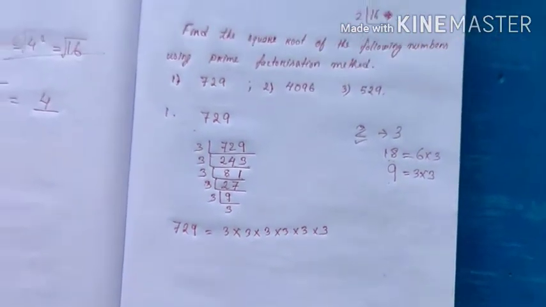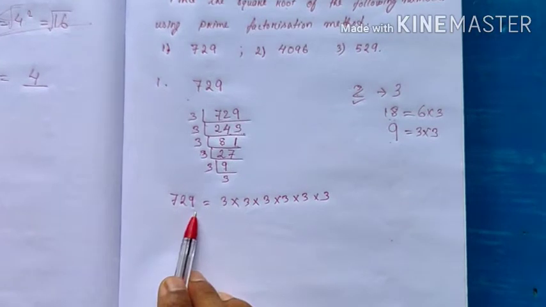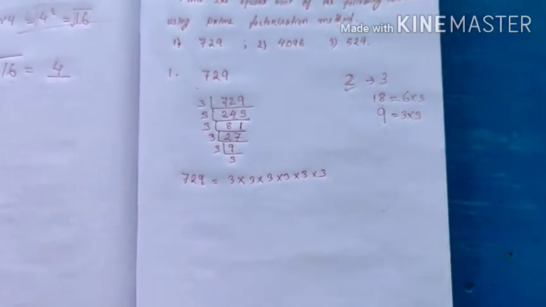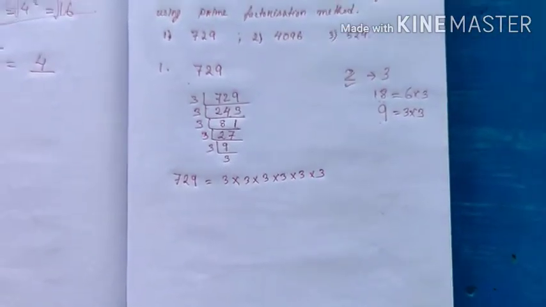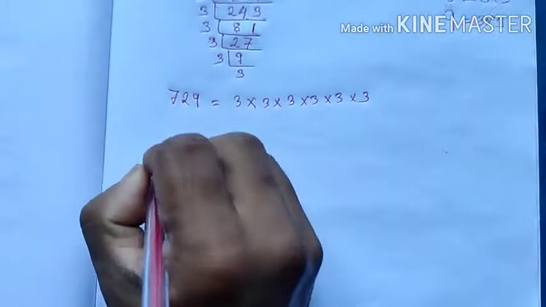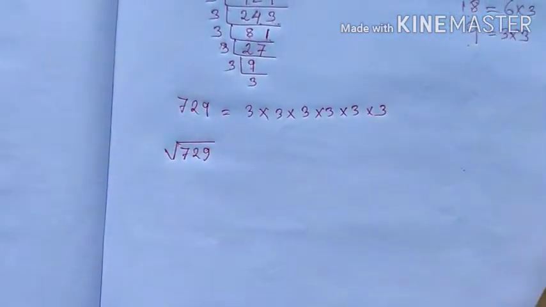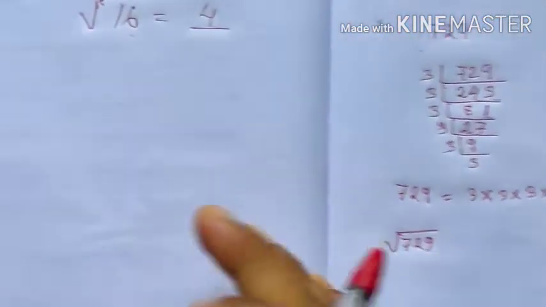But what is our question? We have to find the square root. We don't need the prime factors of 729. We need the square root of 729, but we have to use this method. That is why we have done the first one. So now we need the answer of the square root of 729. But before going there, let us come to an example.